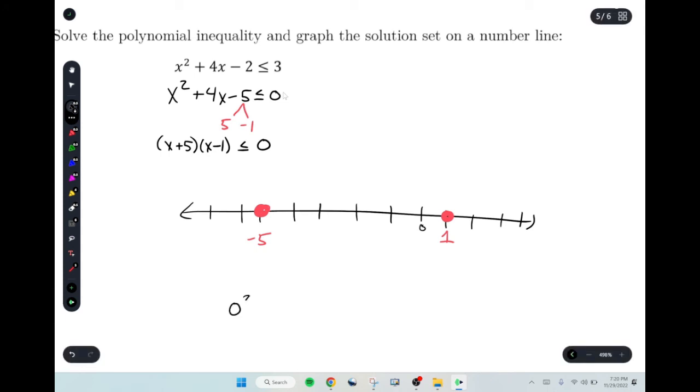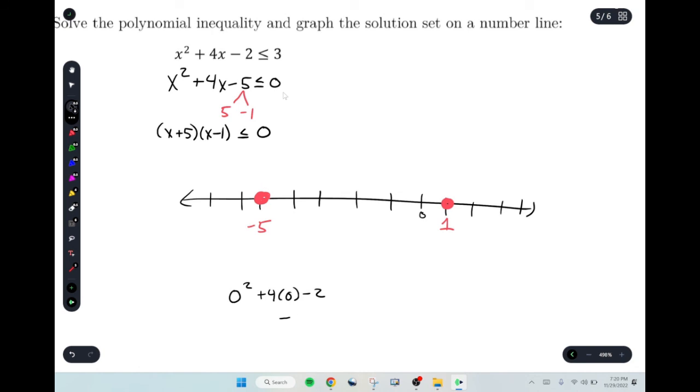So 0 squared plus 4 times 0 minus 2 is negative 2. Is negative 2 less than or equal to 3? Is that a true statement? Yes. So it's going to get shaded, which means everything in here is going to get shaded because that's where our dots are.